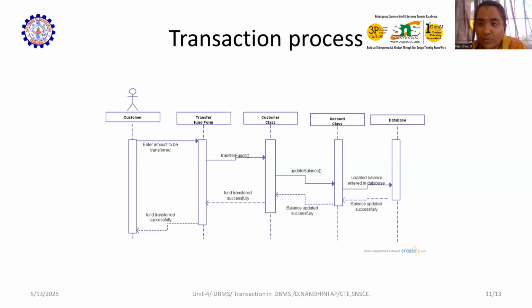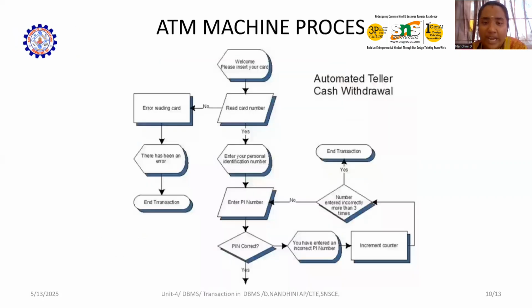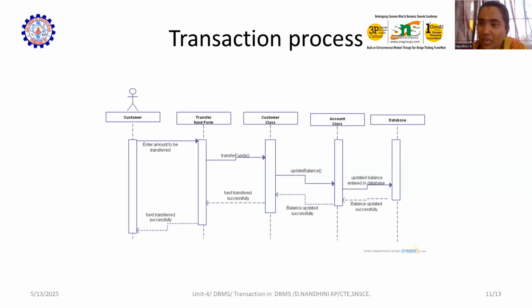So, in this way, a transaction is fully committed, actively committed, or partially committed, and how it gets failed, how it gets aborted, or how an ATM works. With the help of the ER diagram and the transaction process, we have seen the video for transaction.